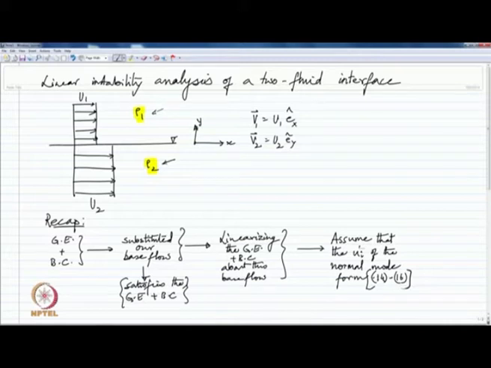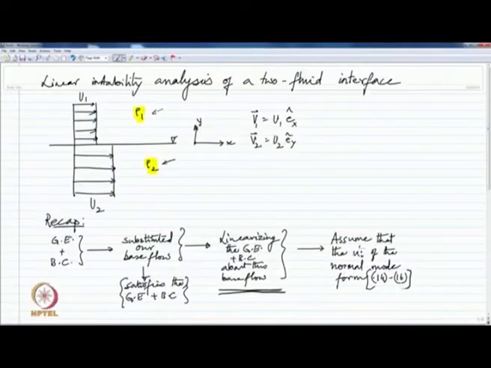Then we introduce a small perturbation to this base flow field, which we denoted by the primed quantities u I prime, v I prime, p I prime, etc. And we substituted the perturbed flow fields into the governing equation and boundary conditions and linearized the flow. So, the first step was to linearize the flow field about this base flow field. That gives us a set of linear partial differential equations that will describe the growth or decay of the perturbed quantity.